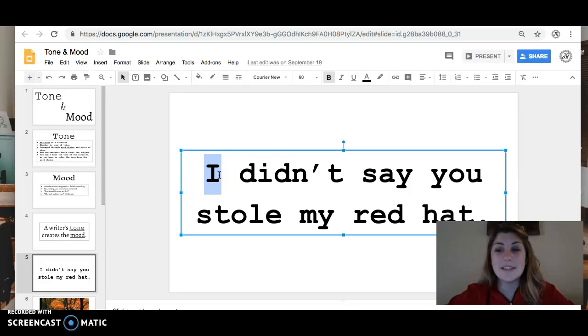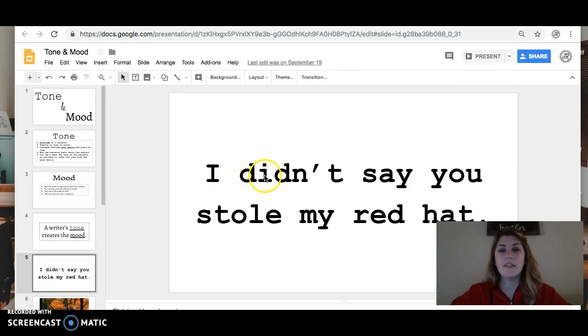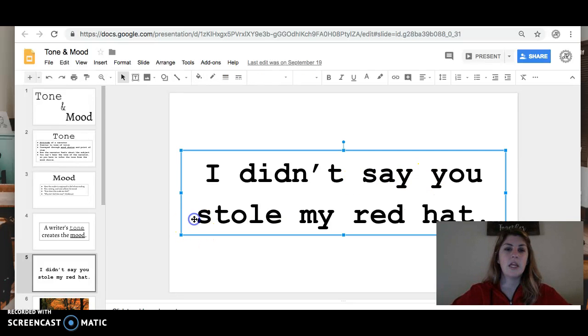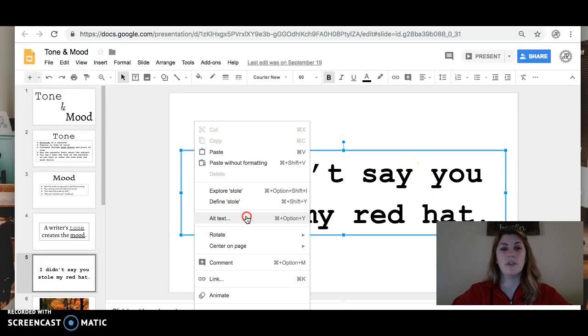Okay, so I'm going to say someone assuming that I stole it when really somebody else stole it. So I'm saying I didn't say you stole my red hat. I'm saying that somebody stole my red hat. Okay? All right, let's move on to the word stole. This one's fun.